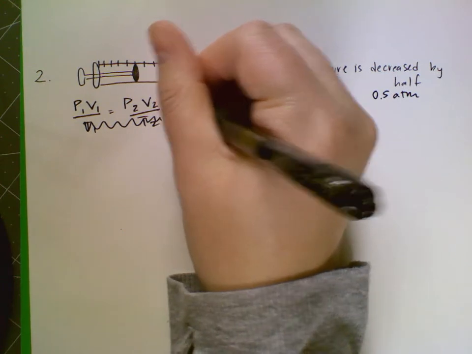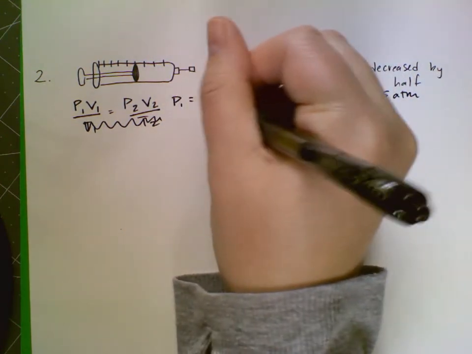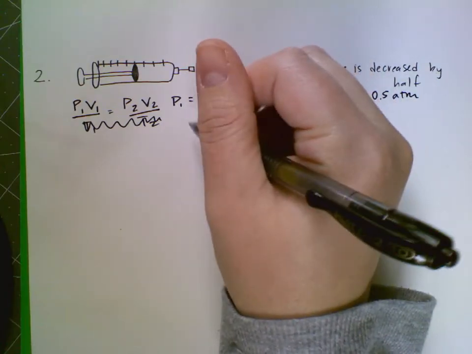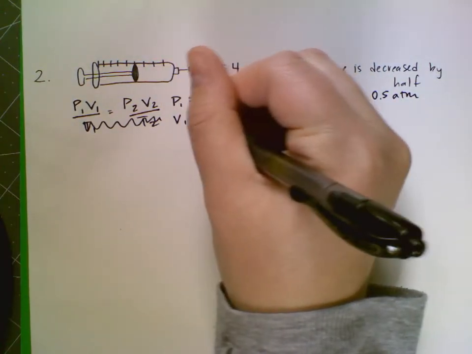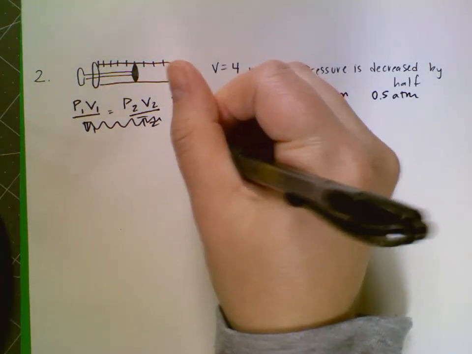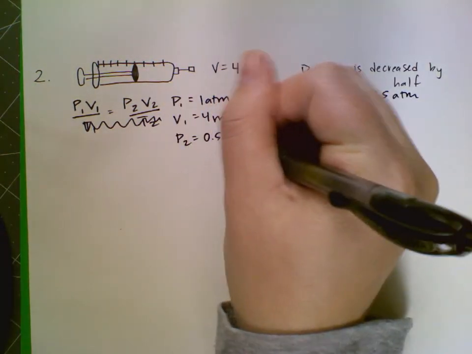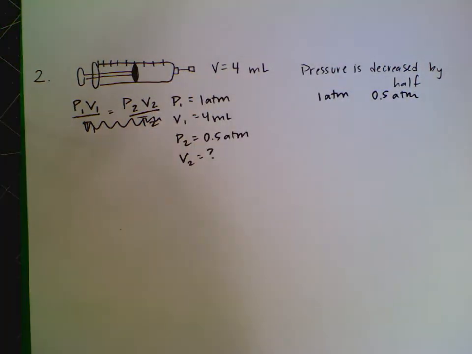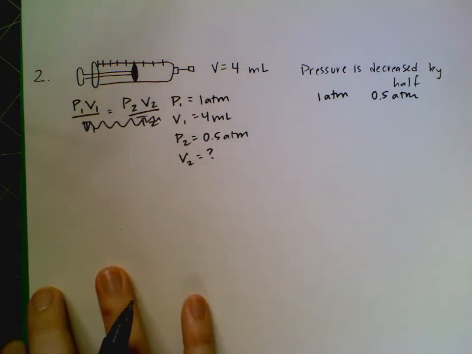If I make my variable list, P1 is going to be 1 atmosphere. And again, you can pick anything, but I just do 1 because it's easier. V1 is going to be 4 milliliters. P2 is half of an atmosphere. And then V2 is going to be what we're solving for. Okay. Now, again, if you can do this and explain it without doing the math, that's fine, but I want to show you the math as well.